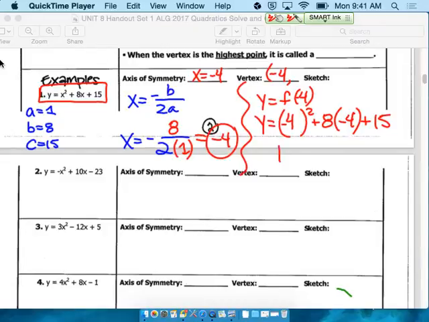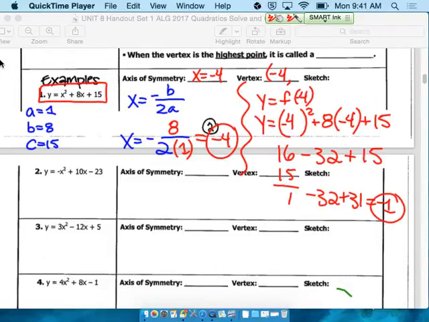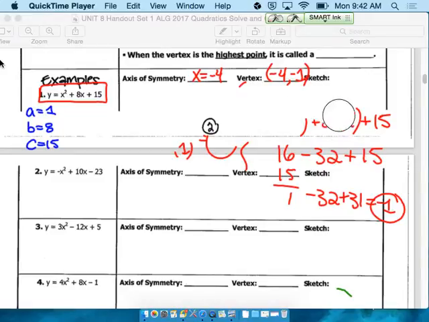So I have positive 16 minus 32 plus 15, and that gives me negative 1. Let's see, that's going to give me negative 32 plus 31, giving me negative 1. So my axis of symmetry is negative 4, my vertex is negative 4, negative 1. Let me erase some of the ink, and we'll do a rough little sketch for this graph.